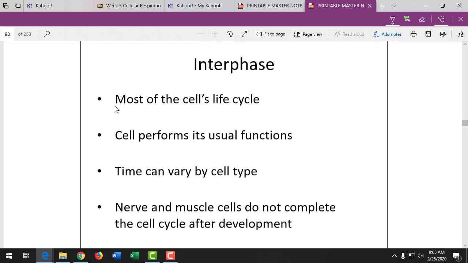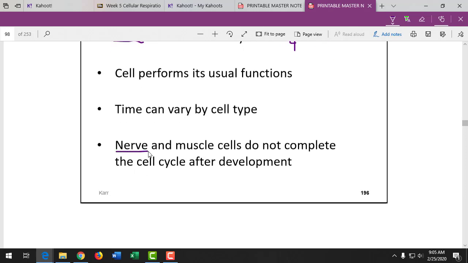So interphase, like we said, is most of the cell cycle, when our cells are just hanging out and dividing. So 3/4 of the cell cycle is in interphase. It's between the phases of mitosis. It performs its usual functions like metabolism. And we said nerve cells do not really complete the cell cycle. They do not divide. So once you are done with puberty, you have all the nerve and muscle cells you'll ever have in your life.